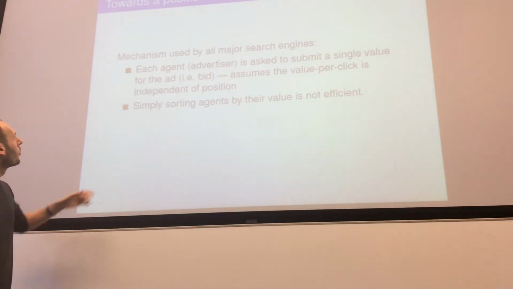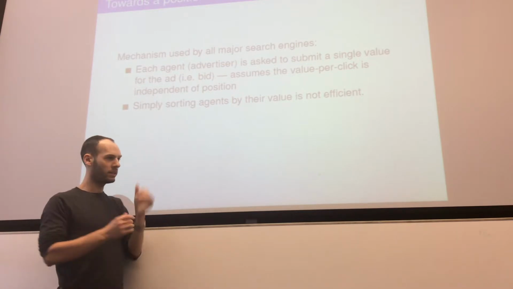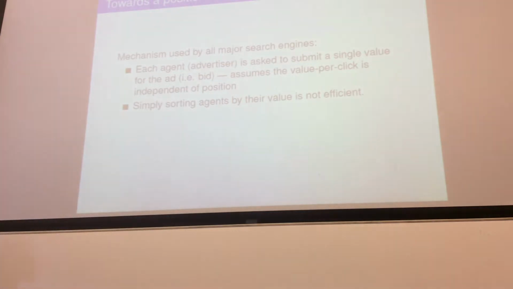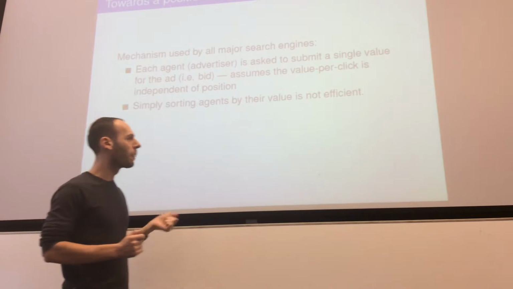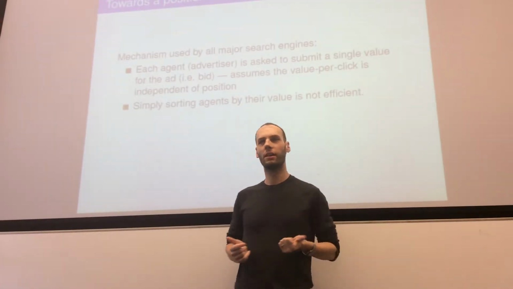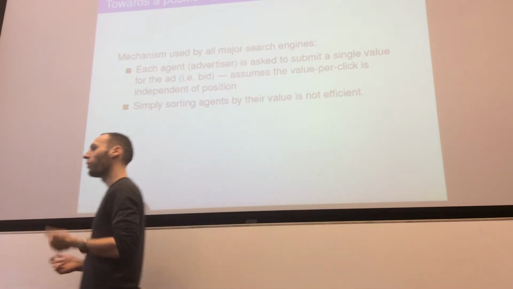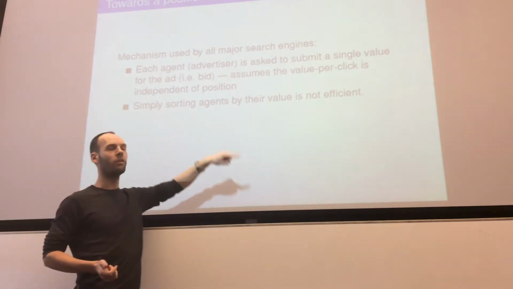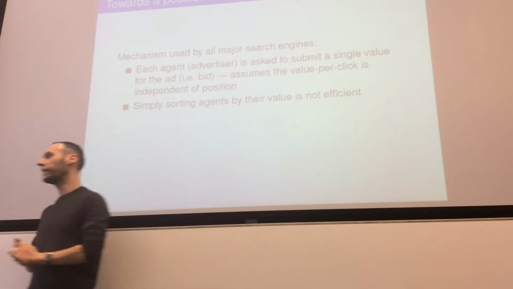And then let's think about sorting them. Let's forget about the payments for now, but think, who should get the top slot? Should it be the person with the highest value? Suppose we have a simple auction. Everyone reports their value for a specific user, and then the auctioneer sorts the slots in order of the value. Is this a good idea?